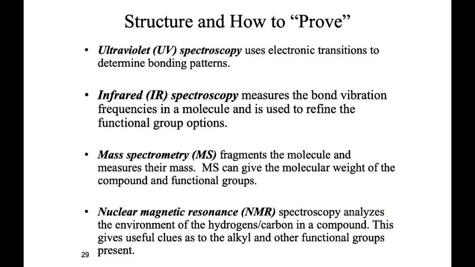Which gets us to the fun section. Structure and how to prove. We've got 4 forms of spectroscopy. Ultraviolet, infrared, mass spec, and NMR. In the next half an hour, I hope to cover everything about mass spec that I want you to get. Ideally, we even get into NMR a little bit. We'll then cover NMR all day Wednesday.